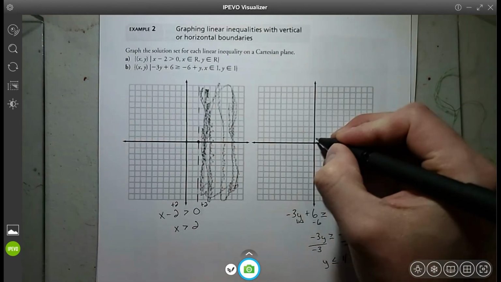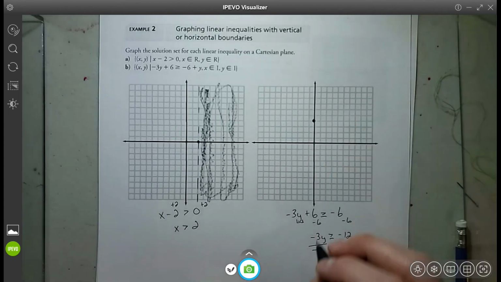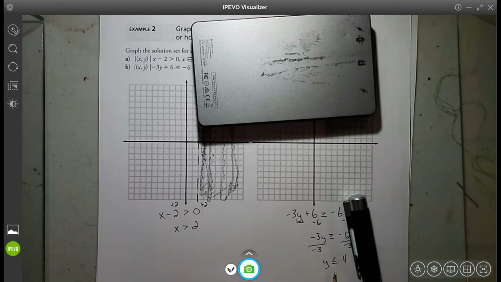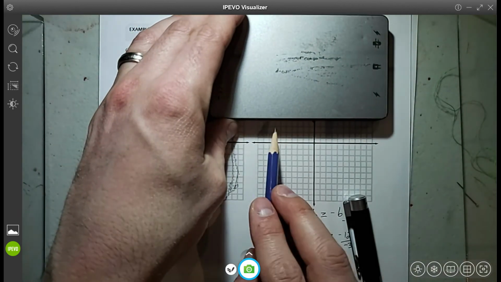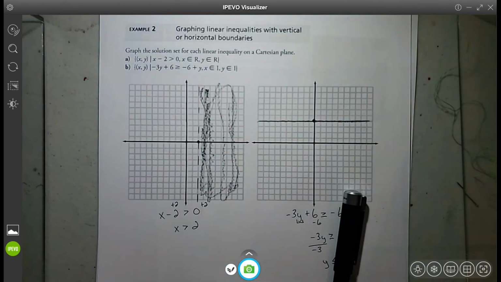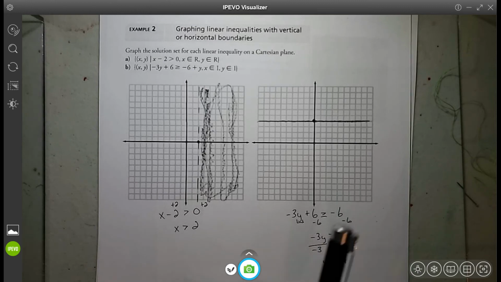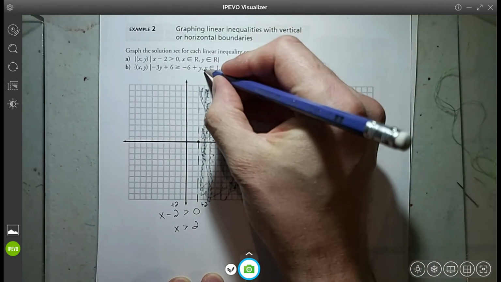So we find our spot, 1, 2, 3, 4. It's going to be a horizontal line. Grab our ruler. And because there's that little line underneath, as y is less than or equal to, we can draw a solid line. And since it's y is less than 4, we can shade in all of the area underneath. But we have to look at this.